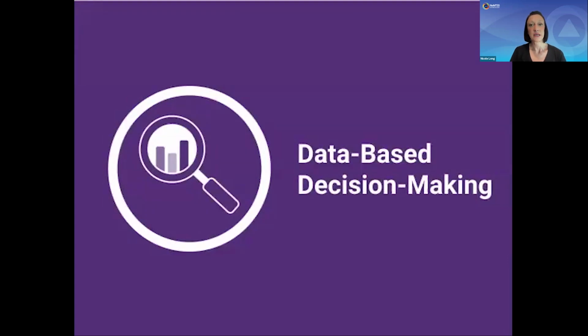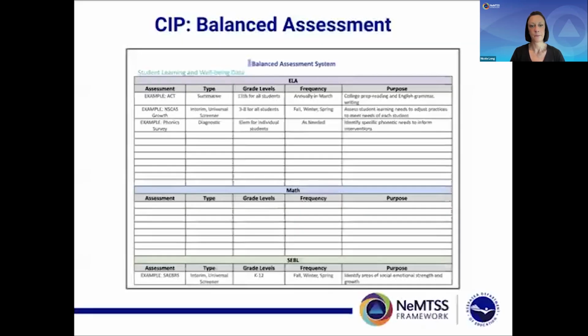The third Nebraska MTSS essential element, evident in the CIP template, is data-based decision-making, which includes the design of a well-balanced assessment system to provide data to inform reflection and decision-making. It is the heart of Nebraska MTSS and guides teams on how to use data to influence decisions for individual students and groups of students and to drive continuous improvement.